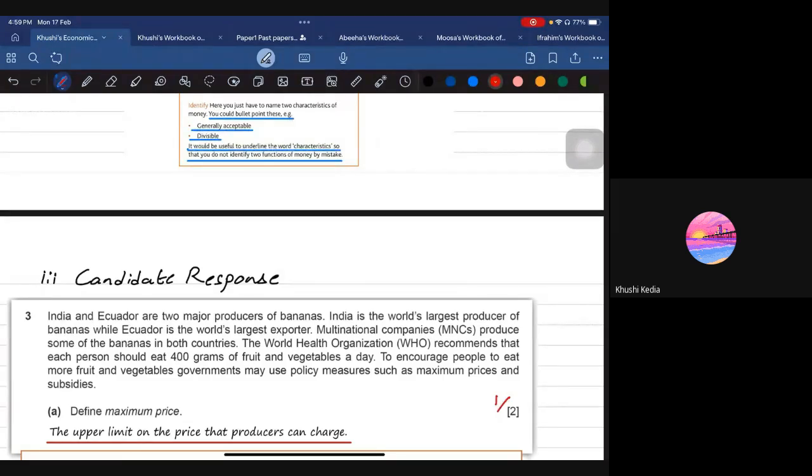Yes. So you are right that he could have talked a bit about that maximum price is set below the equilibrium, which is very good. So upper limit on the price set by government, it is the price below the equilibrium.